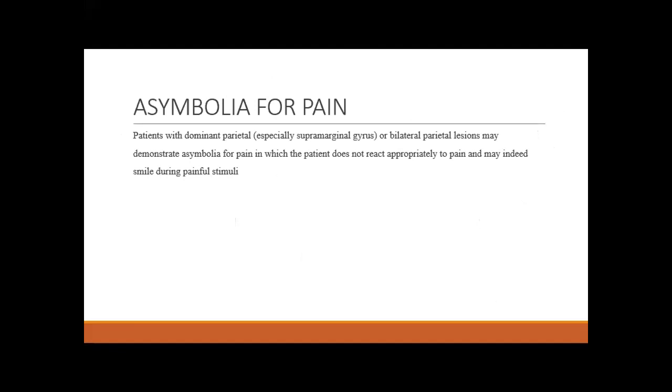Next we have the asymbolia for pain. Now, patients with dominant parietal, especially supramarginal gyrus or bilateral parietal lesions, may demonstrate asymbolia for pain, in which the patient does not react appropriately to pain and may indeed smile during painful stimuli.